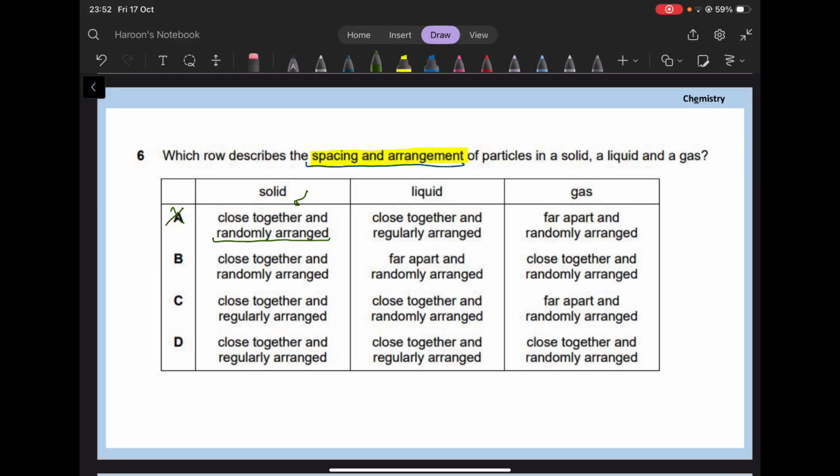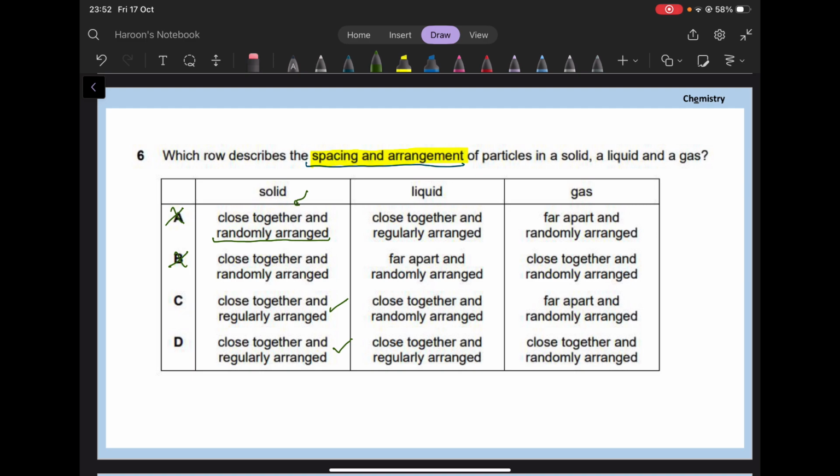We don't have to look at liquid and gas for A. Now for B, close together and randomly arranged. Once again, B is also out. It would either be C or D. For solids, close together and regularly arranged, this is correct. And for D option as well, close together and regularly arranged.